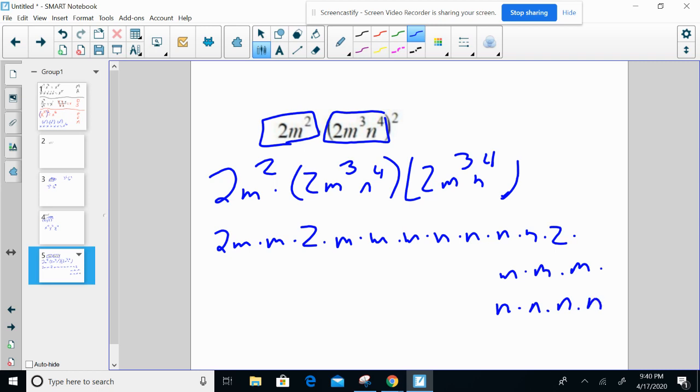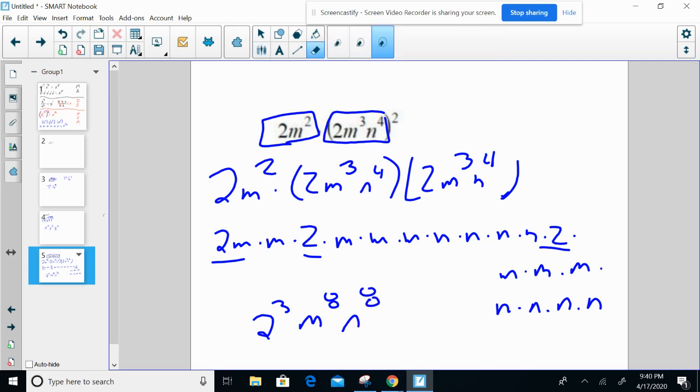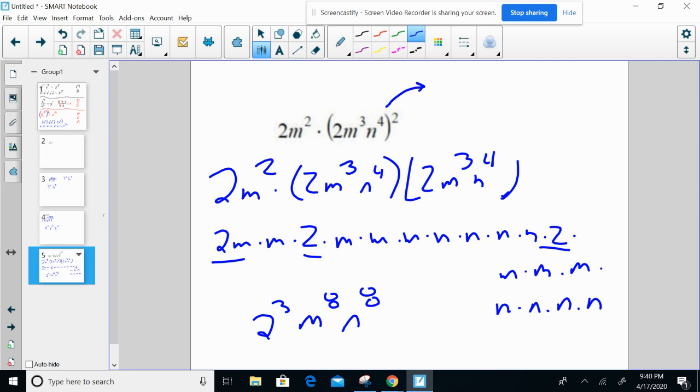And then you can count it up. There are 3 2s. 1, 2, 3. There's 1, 2, 3, 4, 5, 6, 7, 8 m's and 8 n's. Hopefully you can see this. The quicker way to do this is going to be, check it out. Let me pick a different color here. This is the second way to do it. 2m squared, keep it as it is. This 2 goes to this 2, goes to the m's, and goes to the n's.